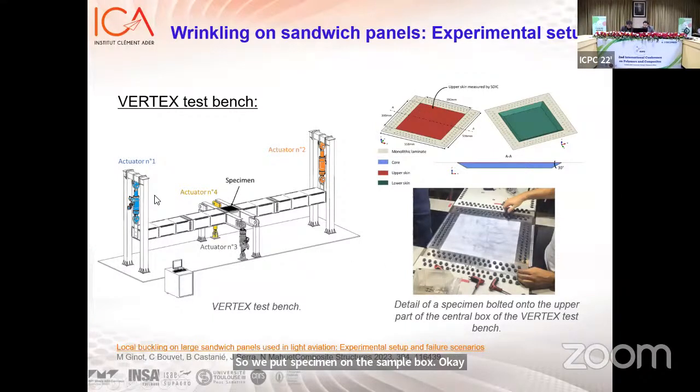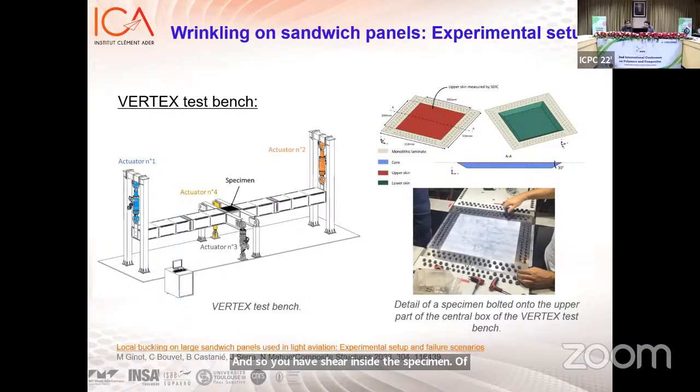Okay, you can see on the left the location of the specimen. On the right, you have the specimen made by Elixir Aircraft. You bolt it to the central box. And when you use actuator 1 and actuator 2, you put the whole box under bending, 4-point bending. And so you have membrane loading on the specimen under compression or tension. Okay. When you move actuator 3 and 4, you put the central box under torsion, and so you have shear inside the specimen.